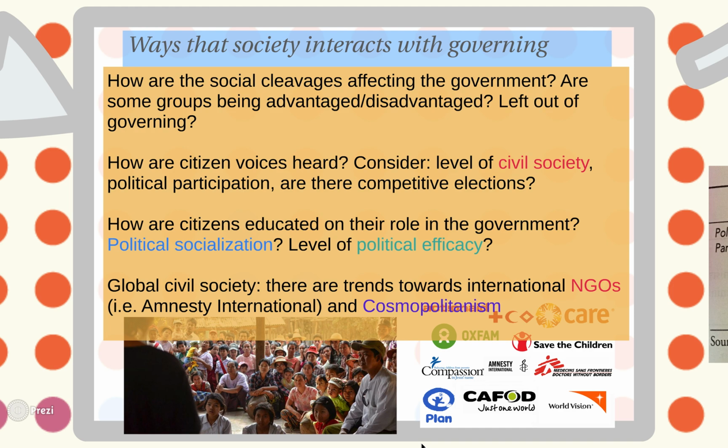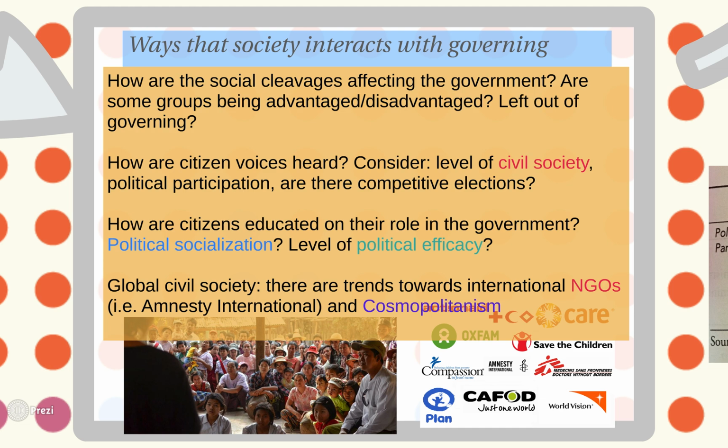So you've got to ask yourself a lot of questions when you're looking at different countries, such as how are the social cleavages affecting the government? Are these divisions really affecting people in a profound way that's affecting their lives? For example, are some groups being advantaged or disadvantaged? Are some groups being entirely left out of governing? We're going to look at a lot of these different countries and historically how minority groups have been oppressed and kept out of the governing system. And it's happening in many countries around the world. China is a great example of how any opposition party to the Communist Party is not welcome into the governing circle.